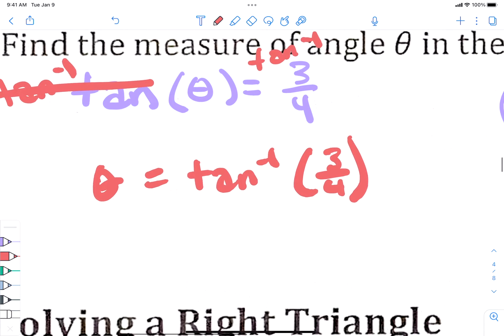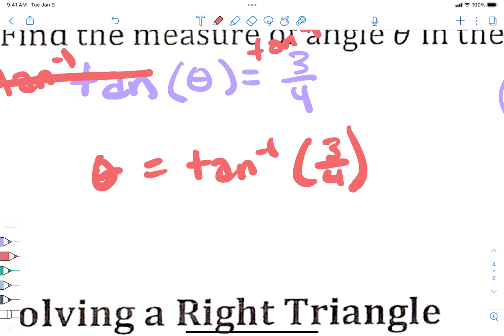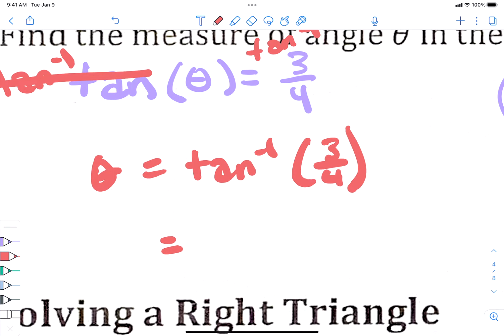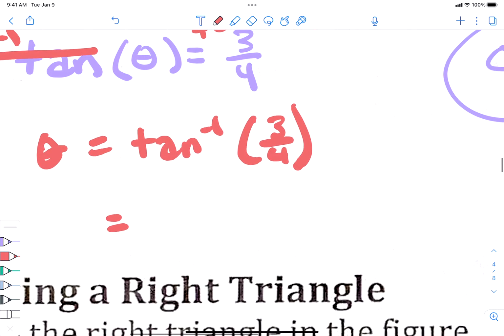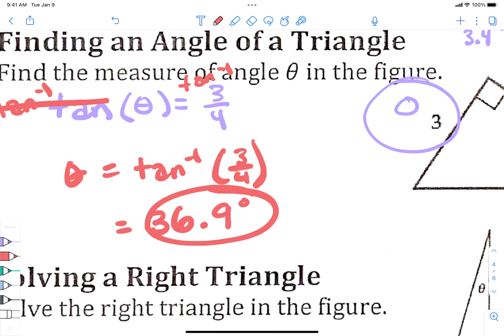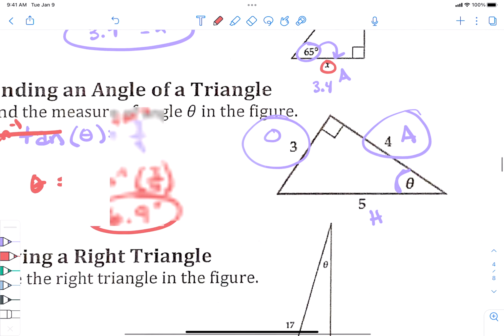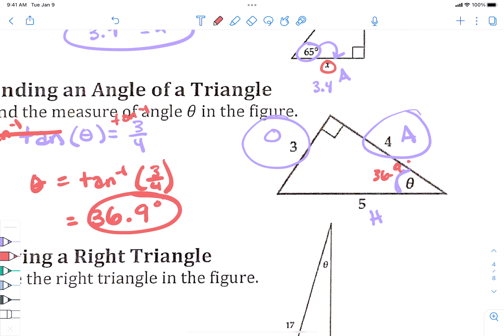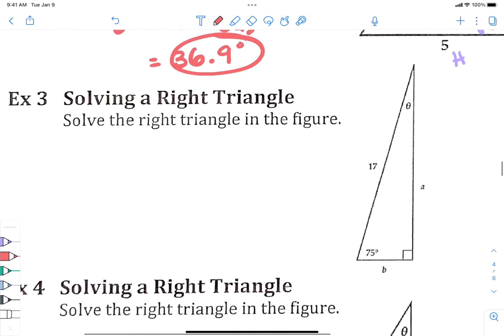Now, how do you do inverse tangent? Second, you hit second tangent. Everybody practice typing it in: inverse tangent of 3 over 4, because if you're in the wrong mode, you're going to get the wrong answer. And how many degrees do you get? 36.9. Go to just one decimal place on degrees. 36.9 degrees. Okay, all right, let's go down to the next one.